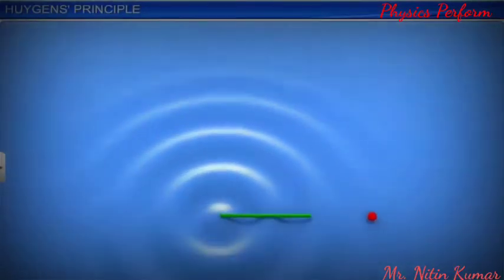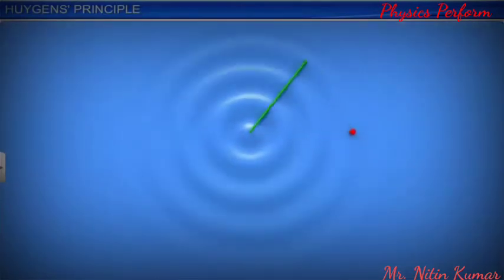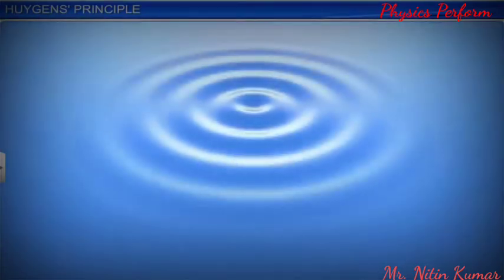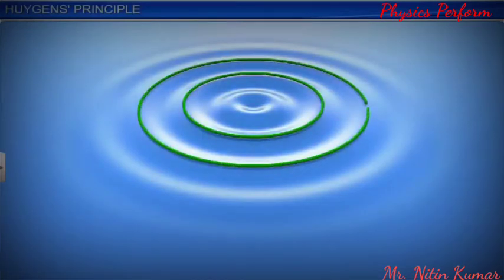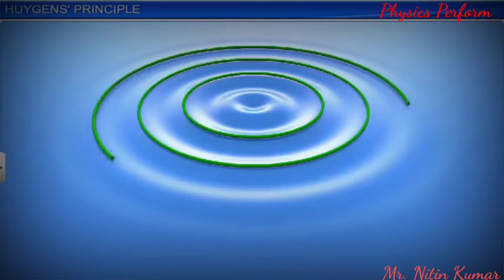Different points, which are at the same distance from the source of the disturbance, oscillate in phase. That means all these points reach the crest or trough at the same time. The locus of all such points having the same phase of oscillation is called a wave front.